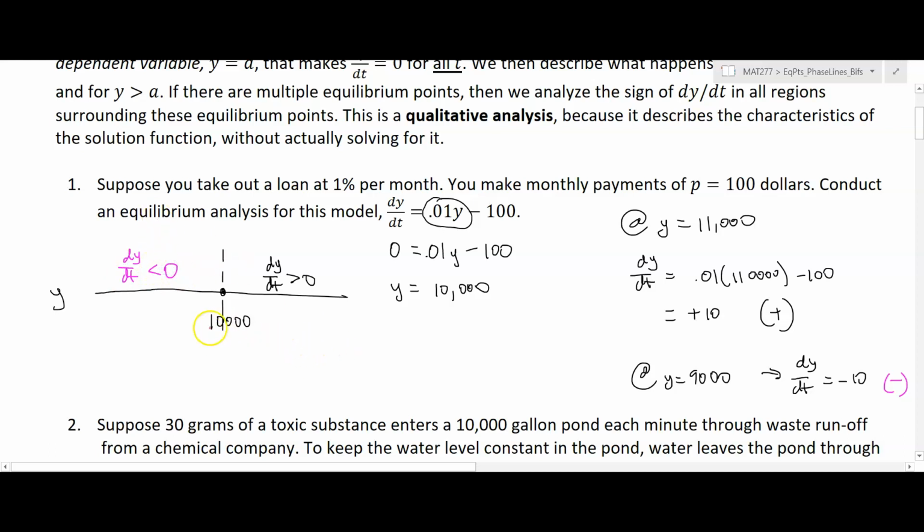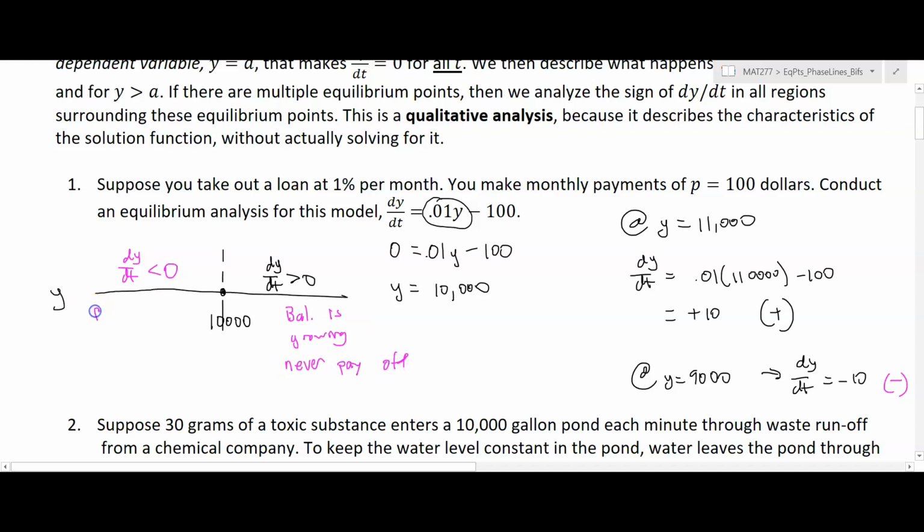So what does that mean? Well, that means that if you take out a loan of $10,000, you'll never pay it off. If you take out a loan bigger than $10,000, now your balance is going up. If you took out a balance of $11,000, then your balance would actually go up by $10 per month. So here, your balance is growing, and you'll never pay off the loan.